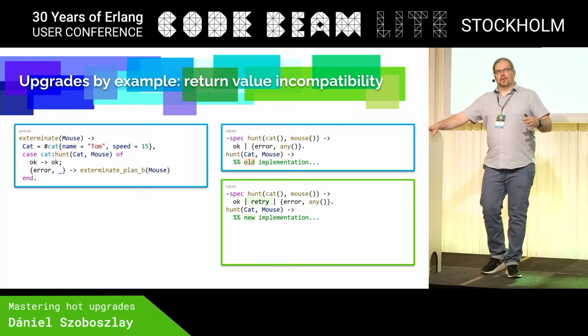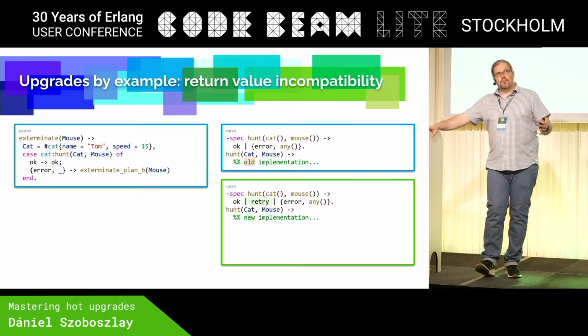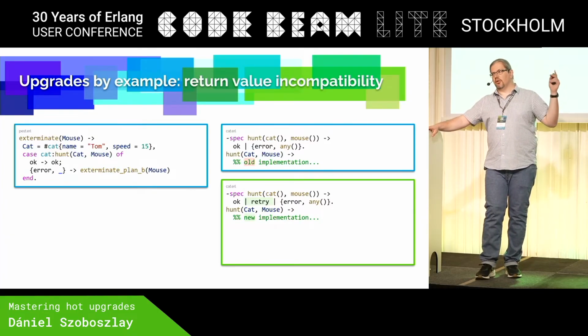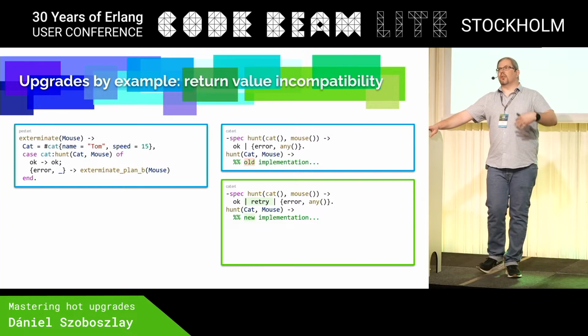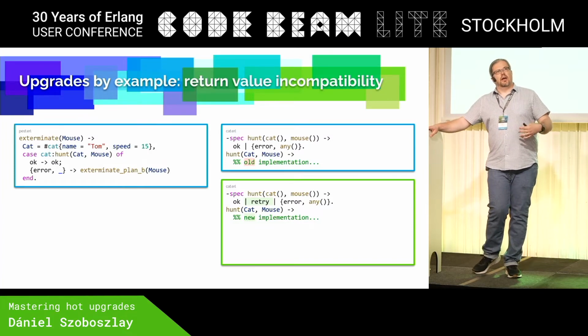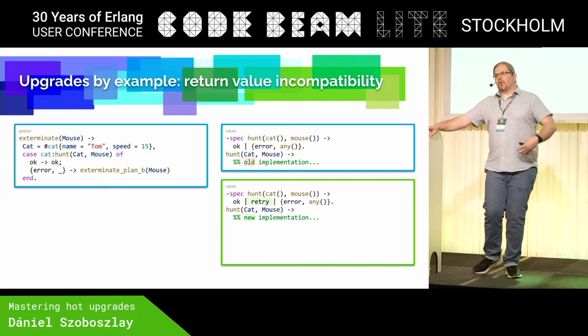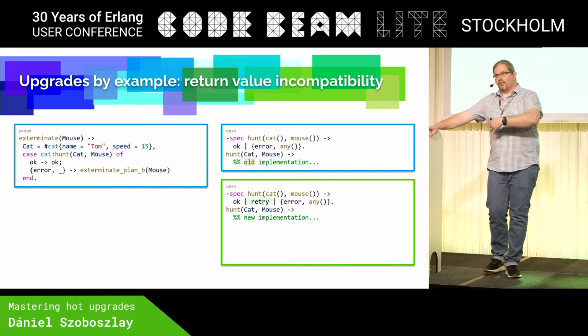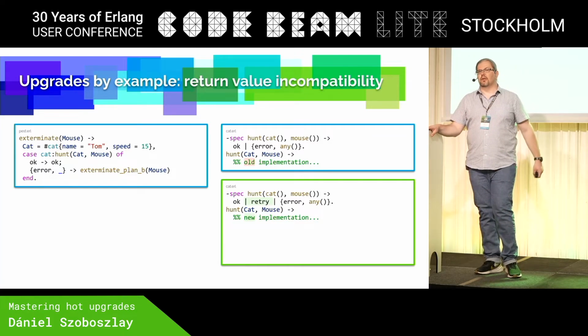The other thing you can do is you split your release into 2, and then deploy first a new version of the exterminate function that is already prepared to handle this retry response from cat:hunt, but only from the second release you actually start returning that value.